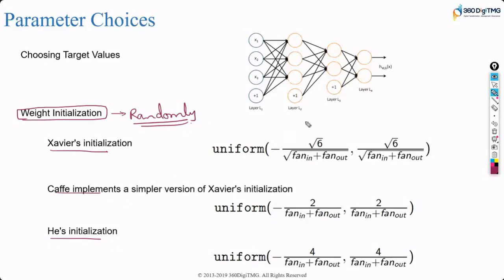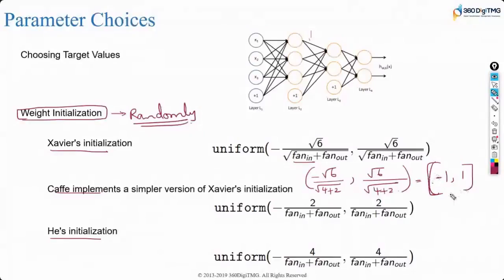Say you want to initialize the weights for this node here, these two. What you do is you look at fan in, meaning how many inputs you're getting. 1, 2, 3, 4. 4 inputs. So it'll be, simply put, minus square root of 6 by square root of fan in, which is 4, plus fan out. How many are coming out? 2. Comma, square root of 6 by square root of fan in plus fan out. So it's nothing but minus 1 to plus 1, because this is square root of 6 by square root of 6. So you get minus 1 to 1.